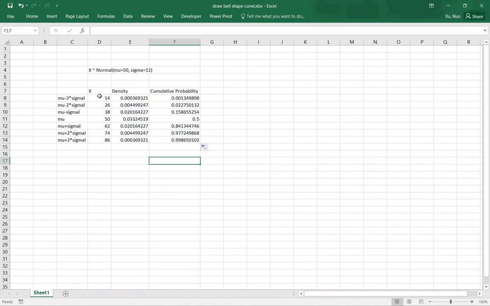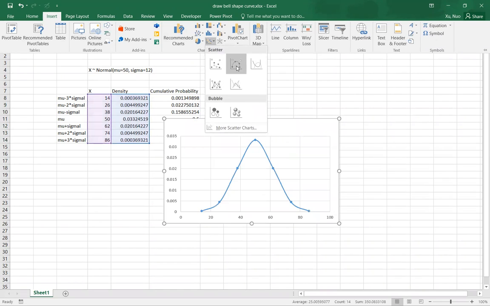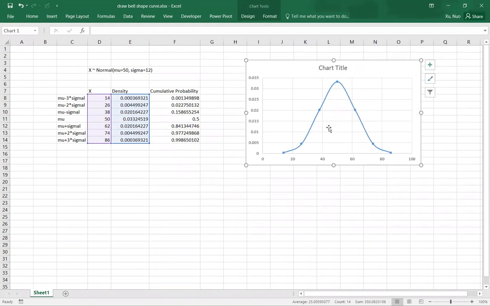And so we can just plot these two sets of data and see what they look like. So if I select the first two columns and I insert a scatter plot, this is the X versus density. So this is more or less the bell-shaped curve that you are familiar with.